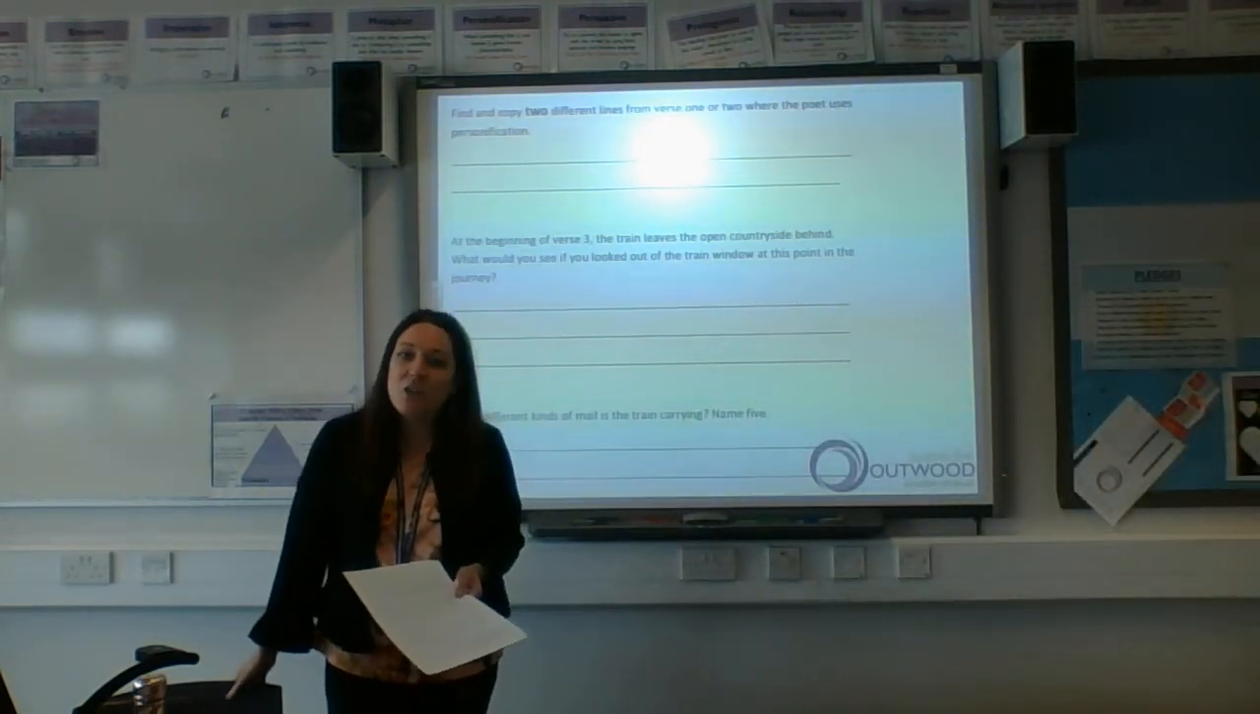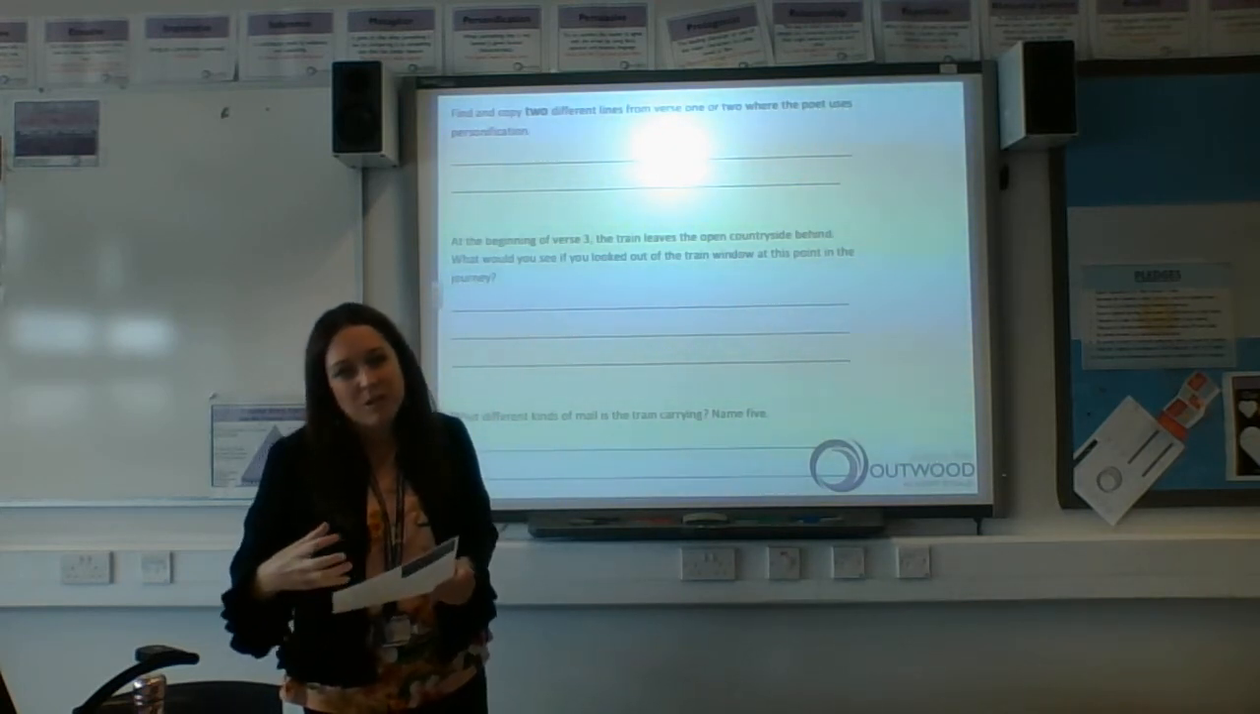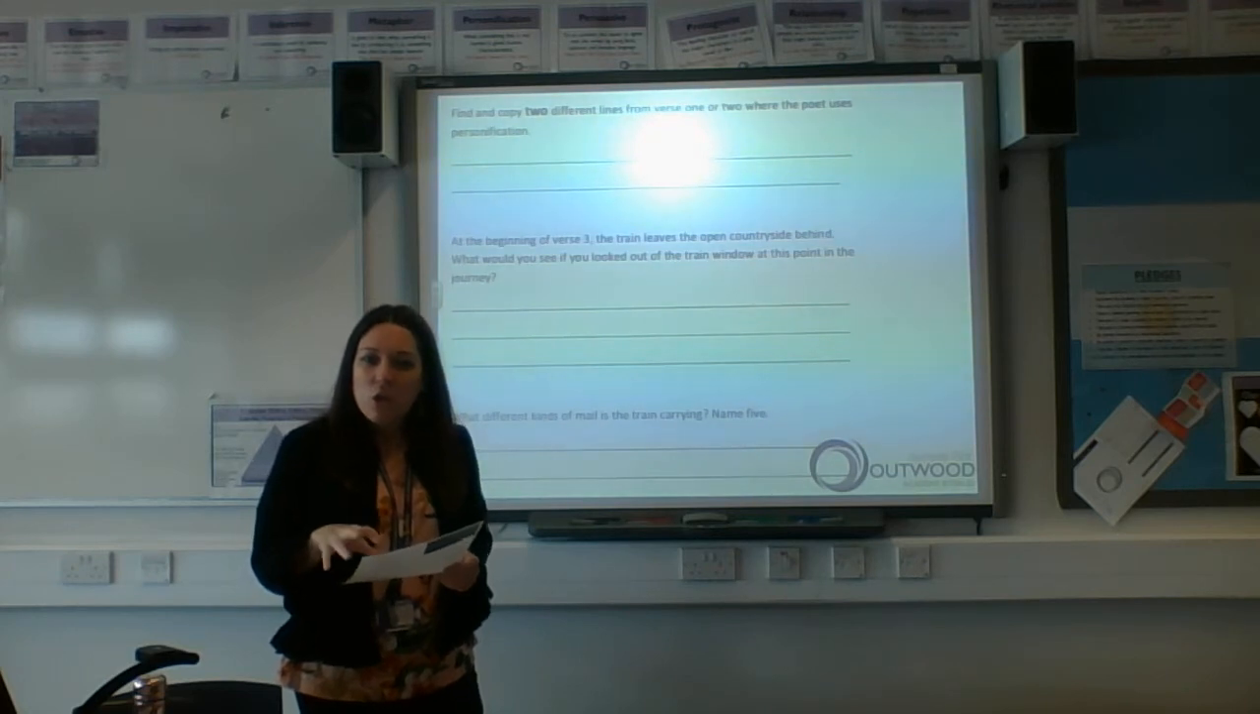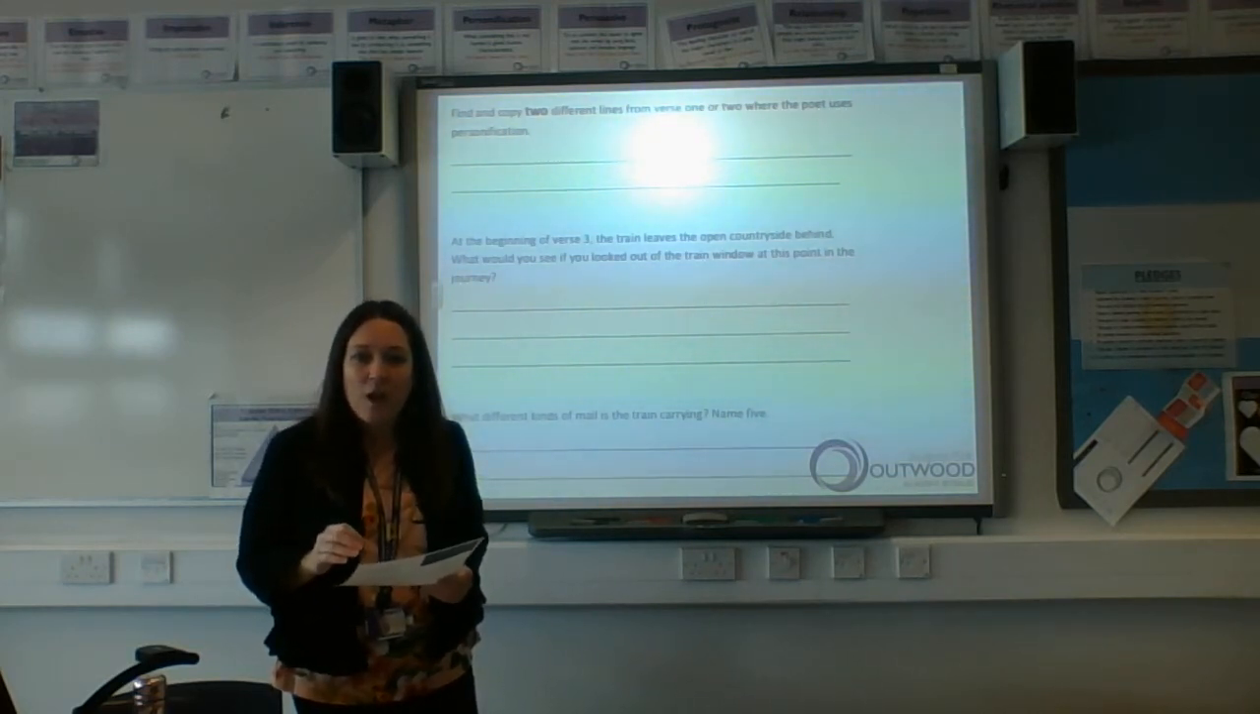And then task 2, can you find 2 different examples? There are lots of examples towards the start of the poem. So can you find 2 examples of personification linked to the train?